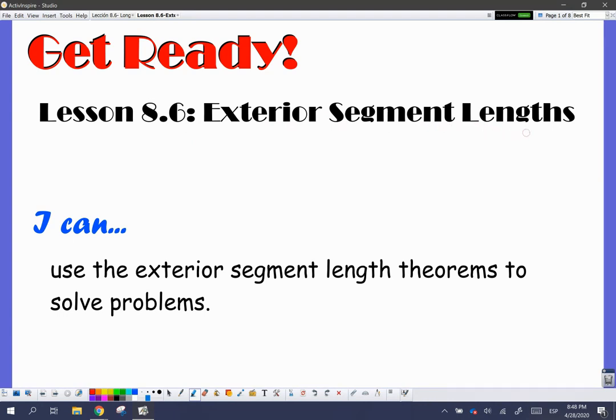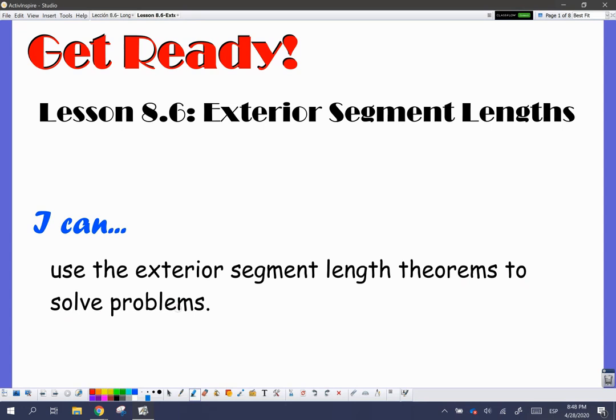So we're going to talk about segments that are on the exterior of the circle, which includes secants and tangents. So let's talk about our objective first. I can use the exterior segment length theorems to solve problems.